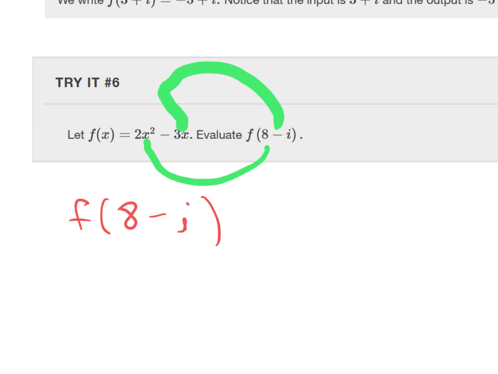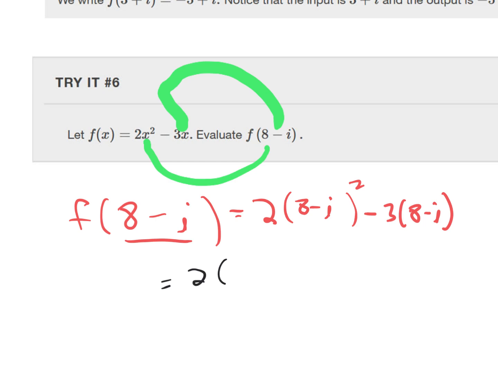So if I plug in all of this in place of x, that's a 2x squared, so it becomes a 2. What's being squared? My x is 8 minus i, so it's 8 minus i. That part's being squared, not the 2, just the 8 minus i. Minus 3 times x, so it's minus 3 times the 8 minus i. And then that's it. Okay, so just like before, the 2 is on the outside, but now I have an 8 minus i times an 8 minus i. And this piece is real easy.